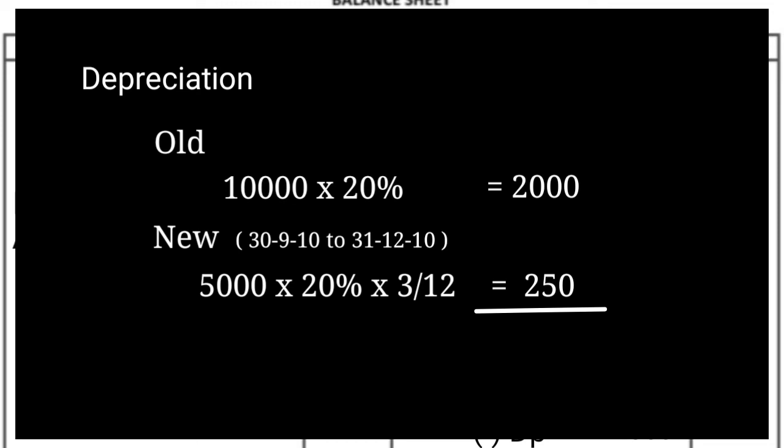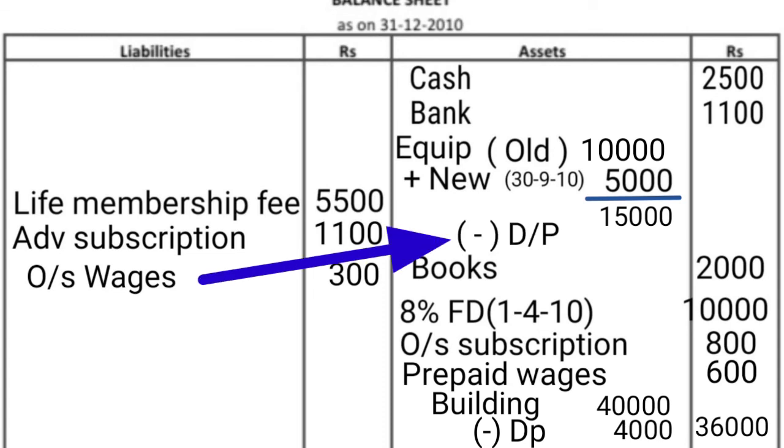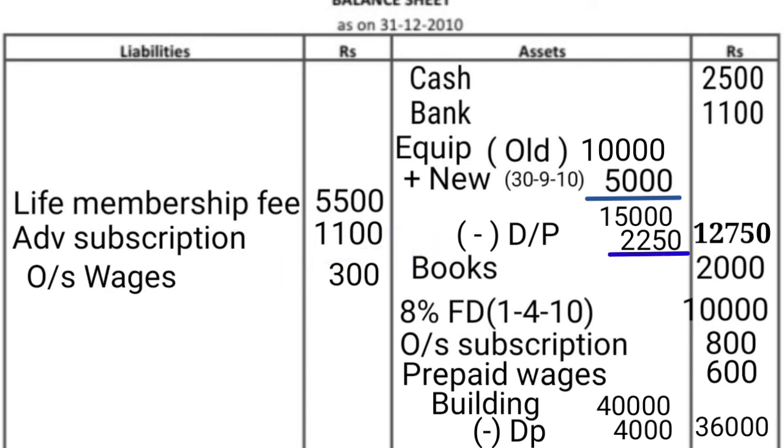That is equal to 2,250. This depreciation, rupees 2,250, we need to deduct from the value of equipment. Then write here less depreciation 2,250. The net balance is 12,750.